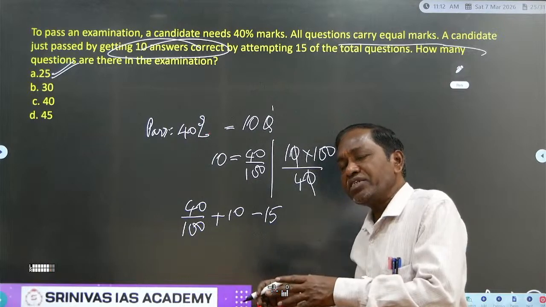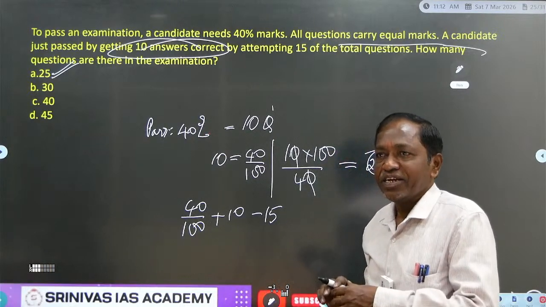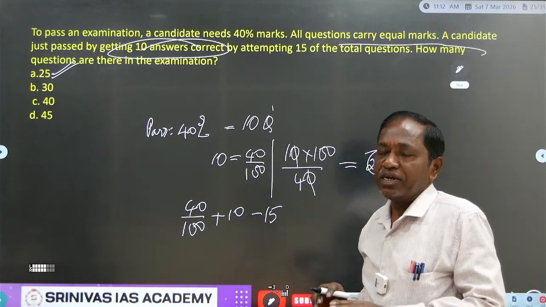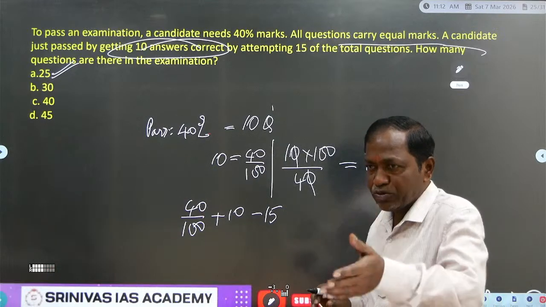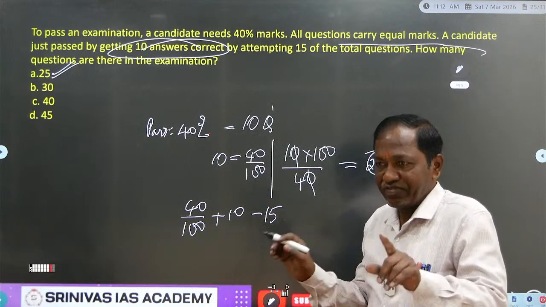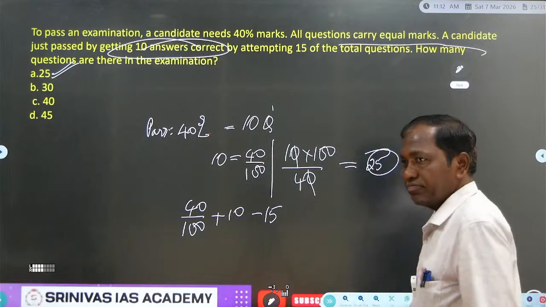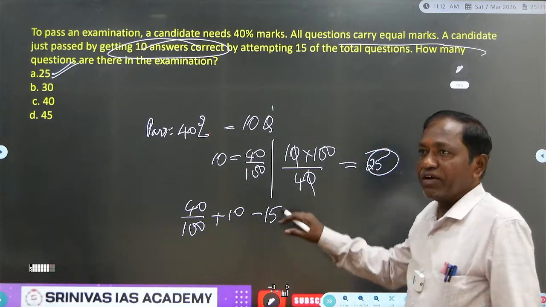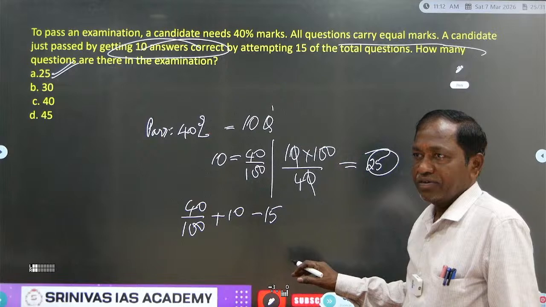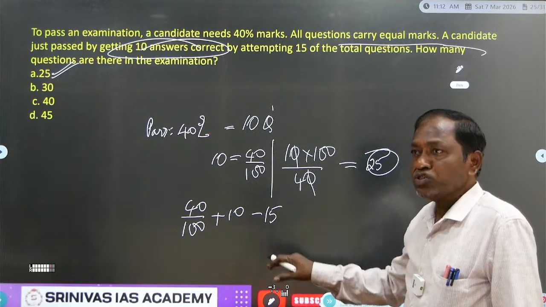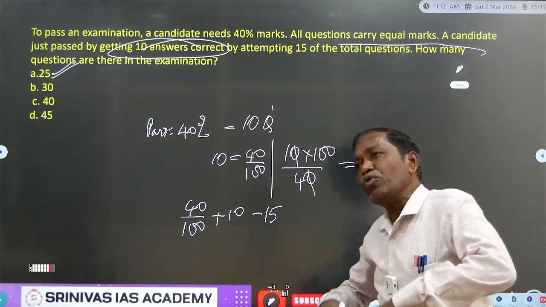In terms of percentage, you need to score 40%. But you passed by attempting 10 correct questions. That is the equation, right? So if negative marking is there? Negative marking, then it will be different. This will not work now, sir. It will work, total questions will be there, but you have to calculate for whole questions.